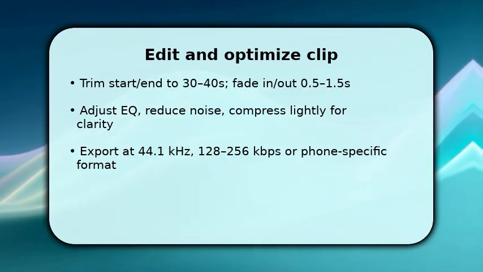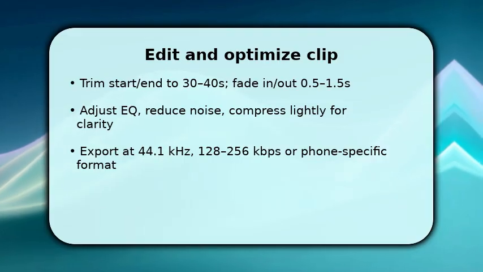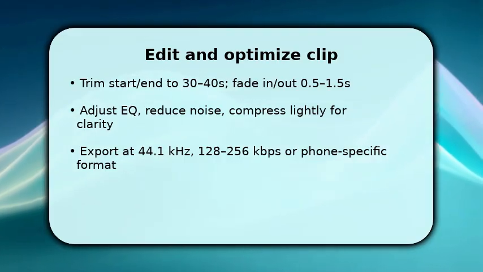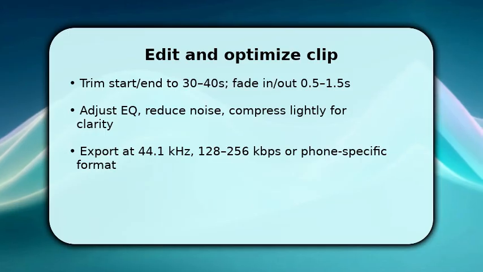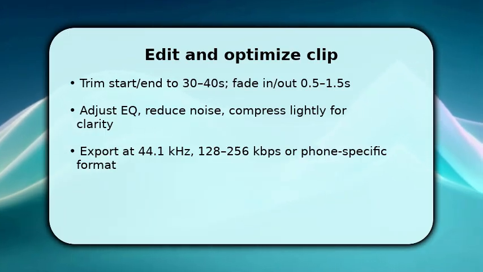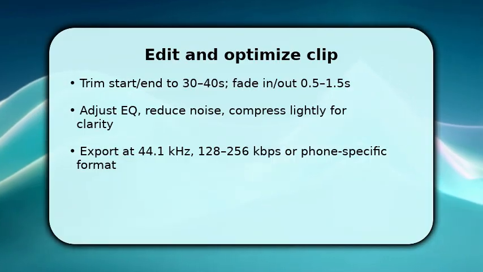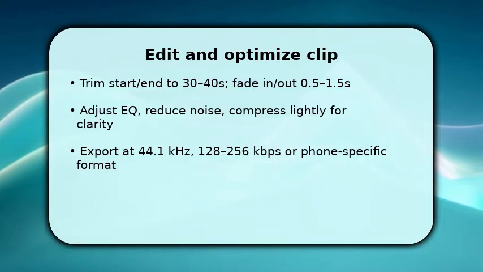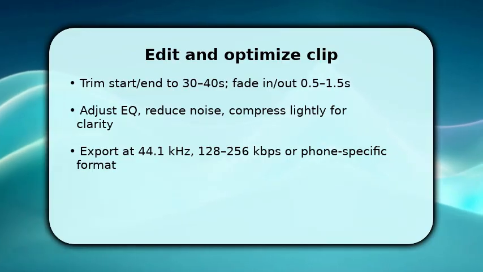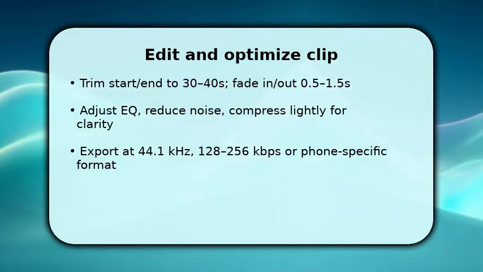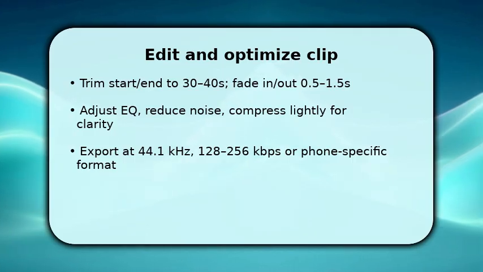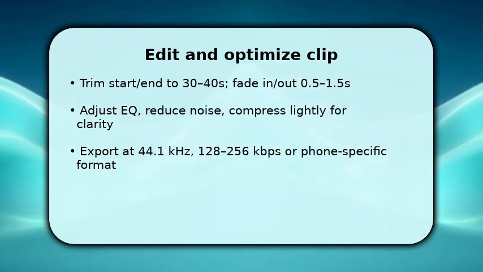Once done, apply a short fade in or out of 0.5 to 1.5 seconds to avoid abrupt cuts, and use EQ and light compression to make the melody sit cleanly on small phone speakers. Make sure to remove background noise and check levels. Export at 44.1 kHz and 128 to 256 kbps, or the format your phone prefers, to ensure consistent playback.